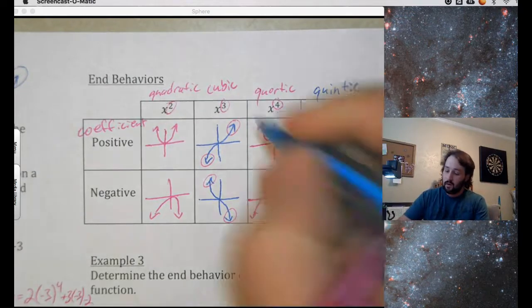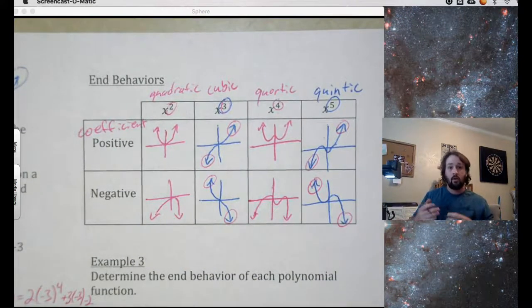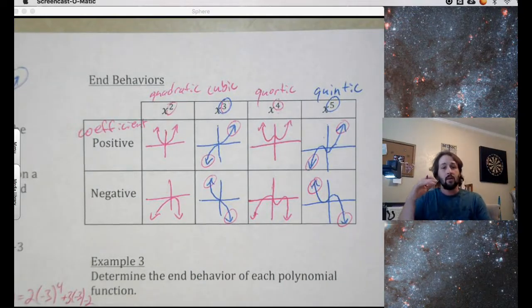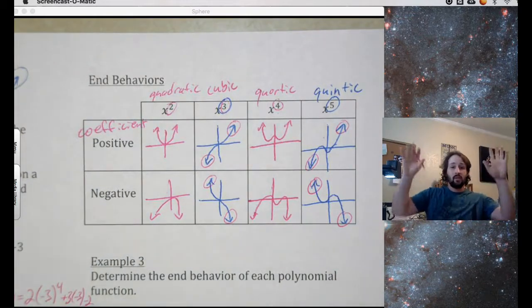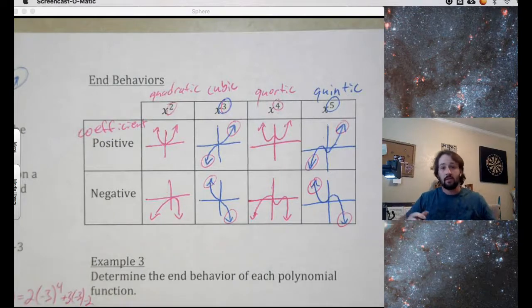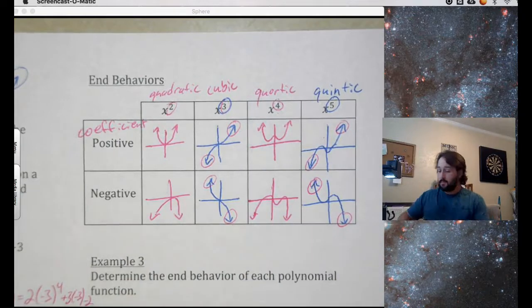So notice our odd number exponents are like our cubic. Our even number exponents are like our quadratic. Could be having weird stuff happening in the middle, but essentially the end behavior, or the behavior at the ends of the graph, will be the same as our parent functions as long as we have a positive or a negative leading coefficient. Let's see what that looks like.